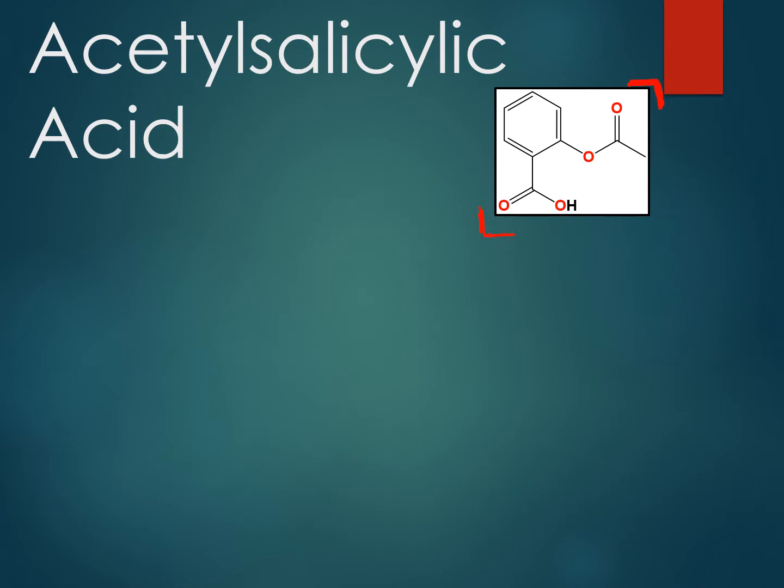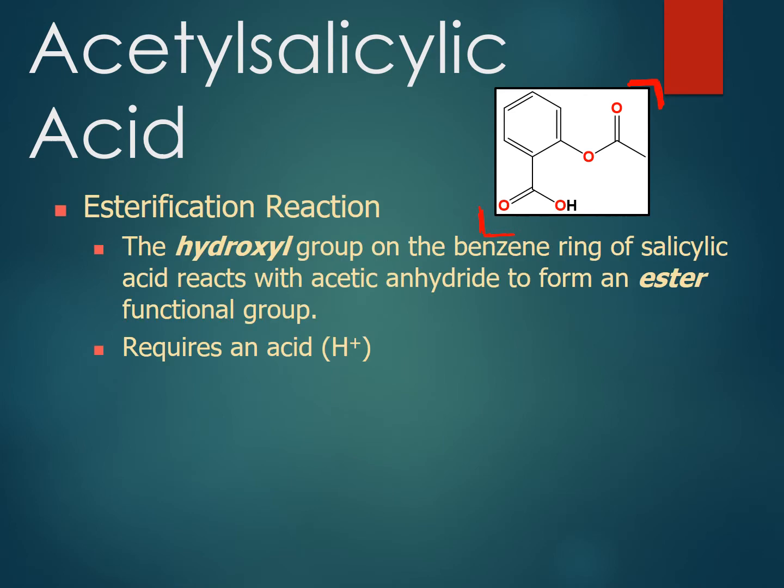If you take a look in the book that you have, there's a nice essay, as they call it in the book, about what aspirin is being used for and what the research is with it. But for today, what we're going to be looking at is an esterification reaction. To form acetylsalicylic acid, we're going to change a hydroxyl group on a benzene ring to an ester functional group. And we're going to do that by using an acid.